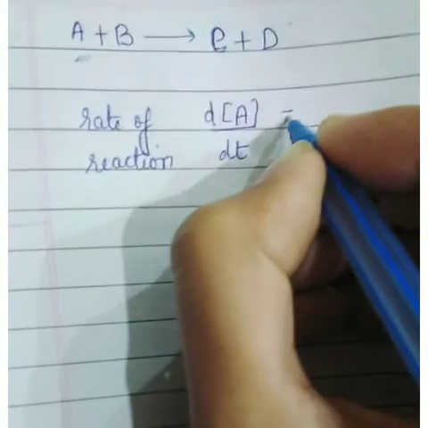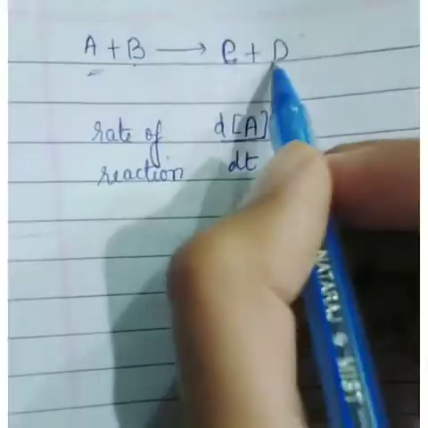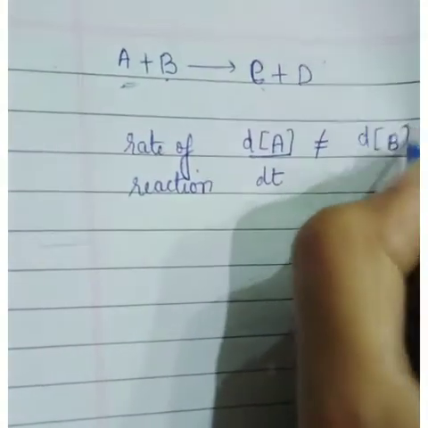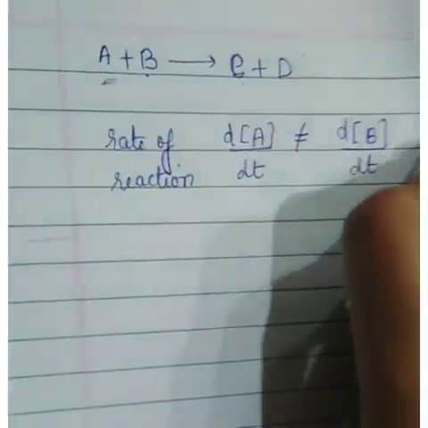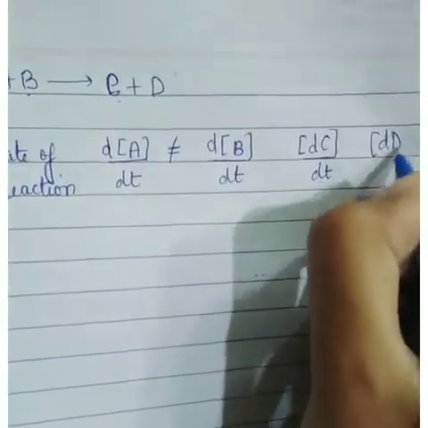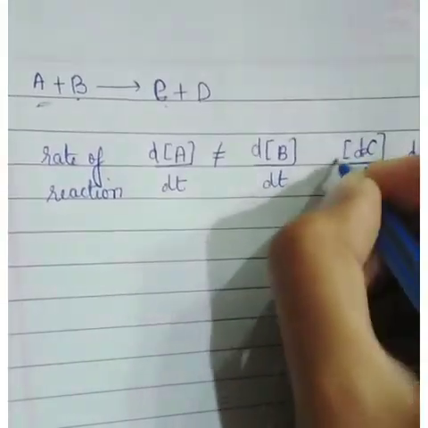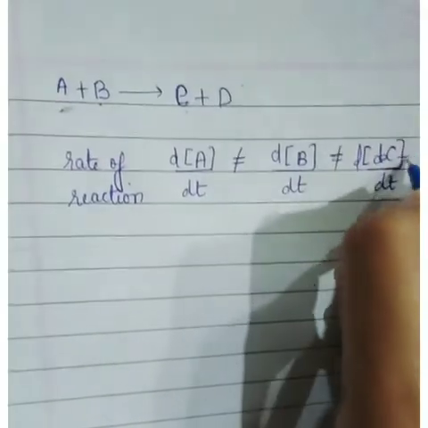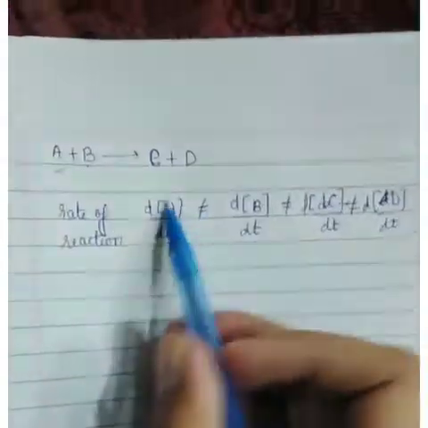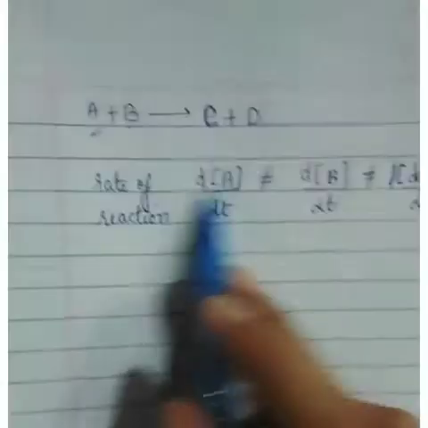This is in the starting. We know that the rate of every species is not equal. So, rate of concentration of B, then rate of concentration of C with respect to time, rate of concentration of D with respect to time. Then these rates are not equal. Then how are we going to make them equal?